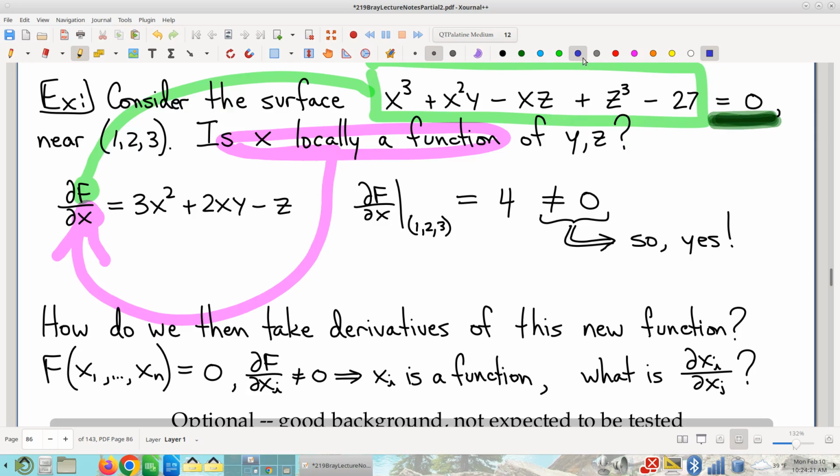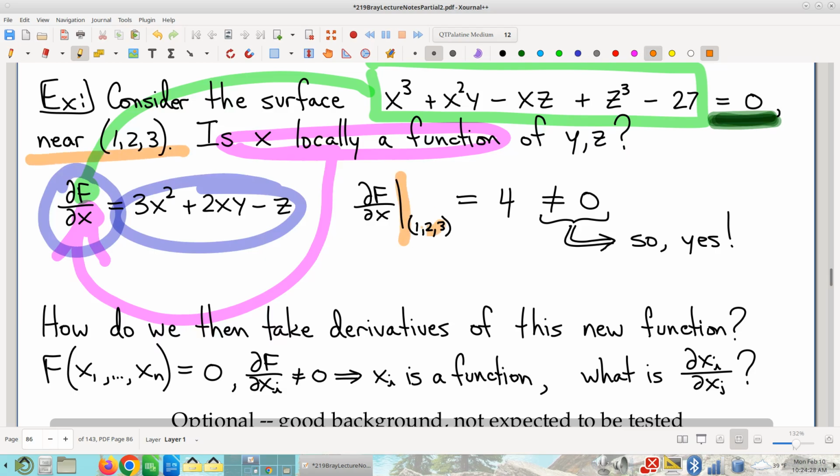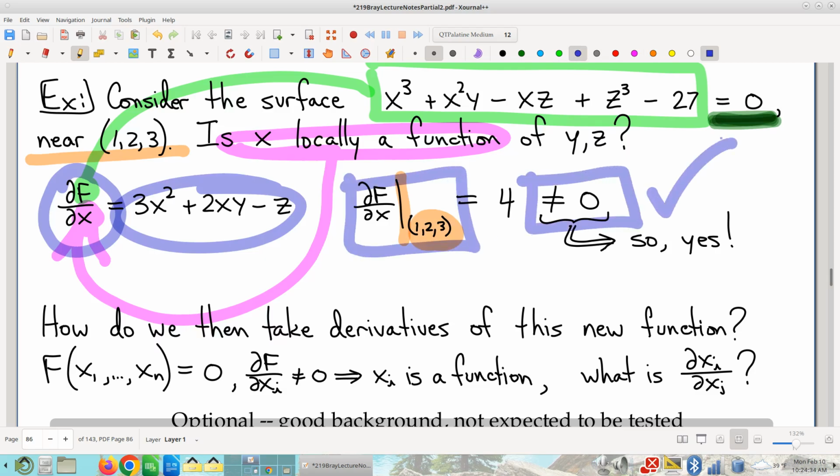It's not a hard calculation. This partial derivative computed by that, you can plug in the point in question, and that partial derivative at that point ends up being not zero. So not zero, so no problem. Otherwise said, yes, you can view x locally as being a function of y and z.